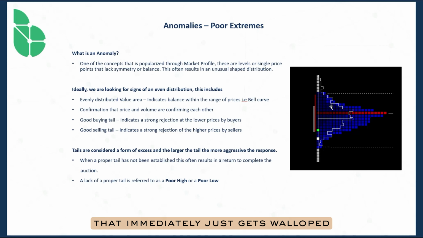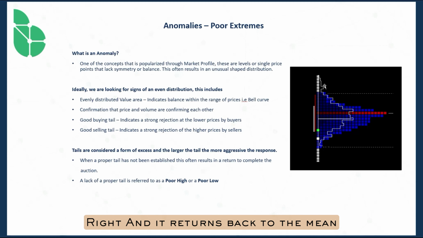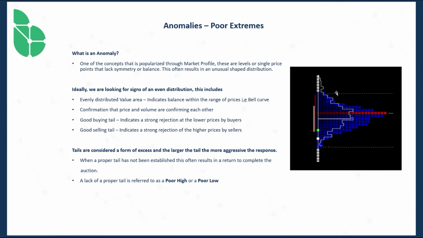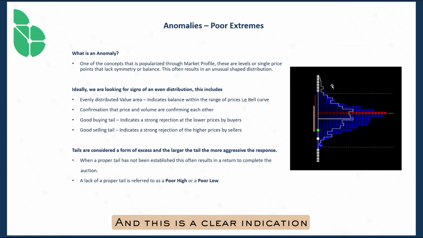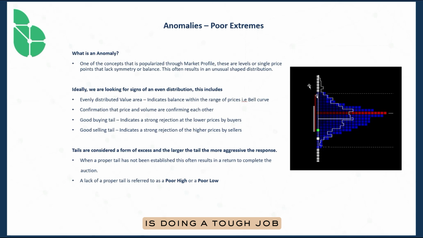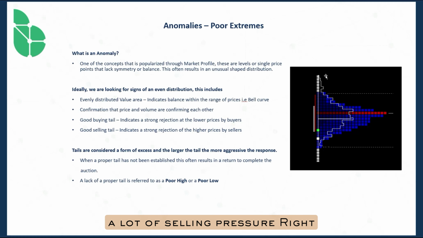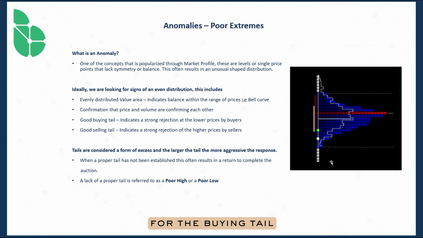It's one of those candles that immediately just gets walloped, right? And it returns back to the mean. And this is a clear indication that price is doing a tough job of advancing forward. At least at this point, if we're seeing a swift rejection above us, we could assume that there's a lot of selling pressure, right? The opposite can be said for the buying tail.